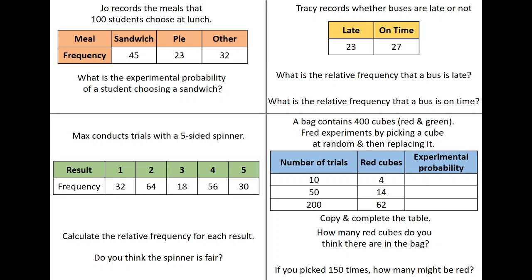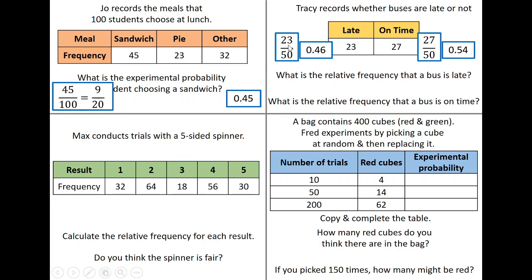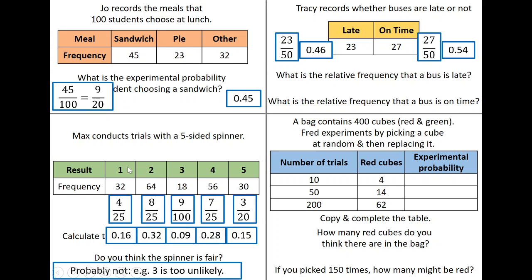Okay, let's have a look how you got on with those. So the answers for the first one. So experimental probability of choosing a sandwich, we've got 45 over 100, which goes to 0.45. Next one, relative frequency the bus is late is 23 over 50, which is 0.46, and the on time is 27 over 50, which is 0.54. Okay, so relative frequency for each one.